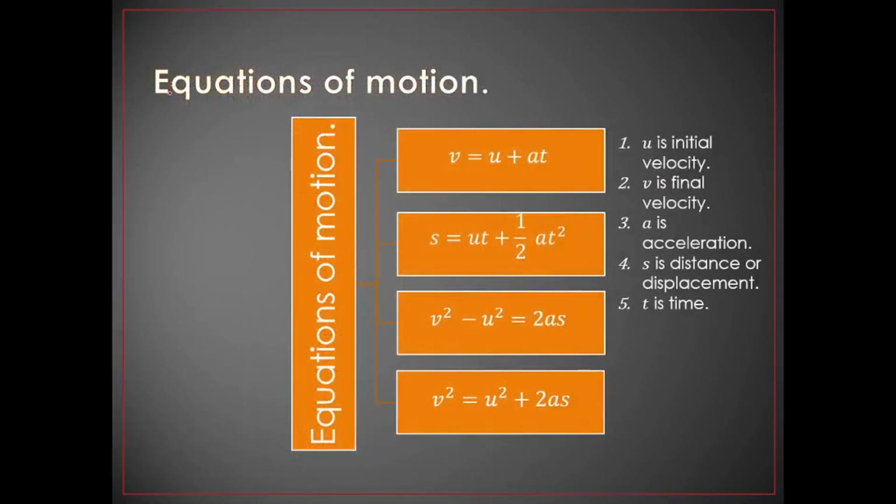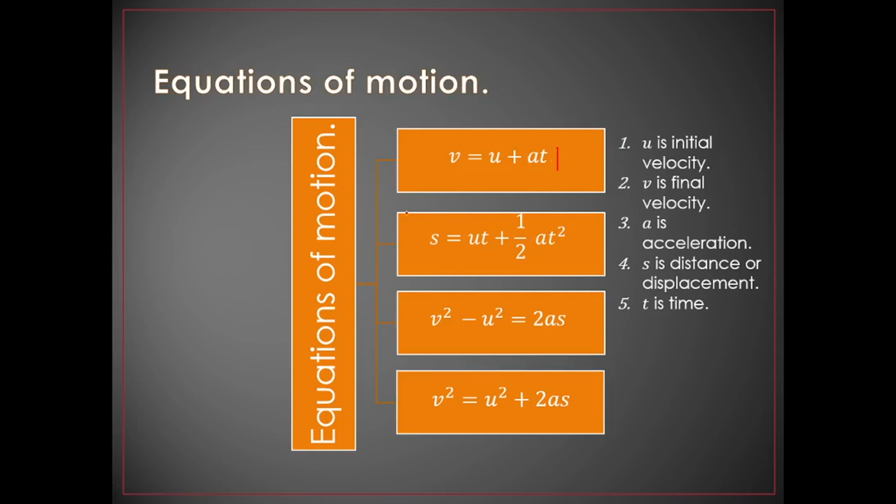Equations of motion. The equations of motion, which we will be using further. The first equation: v is equal to u plus at. u is initial velocity, v is final velocity, a is acceleration, and t is time. Here, distance is not there.